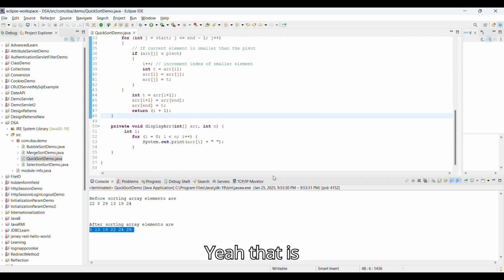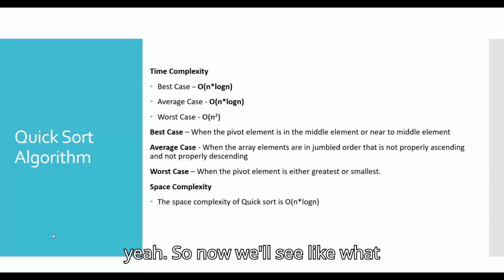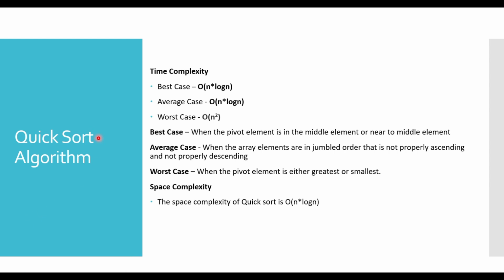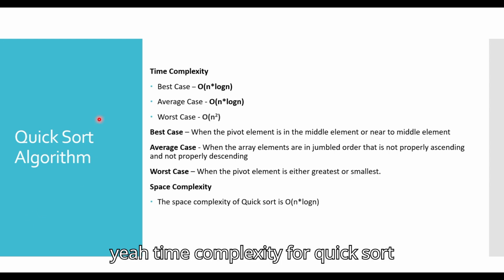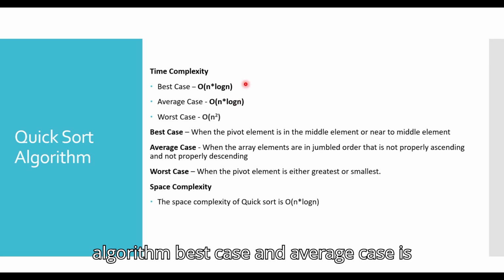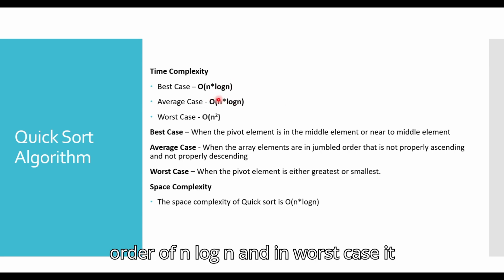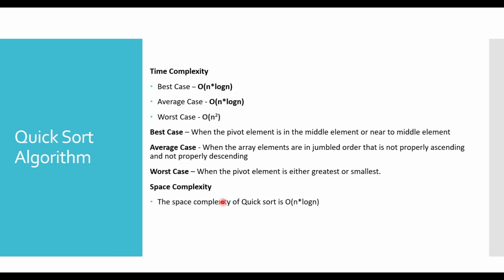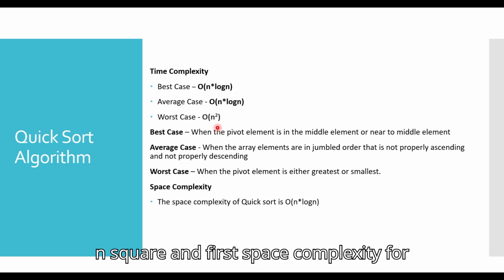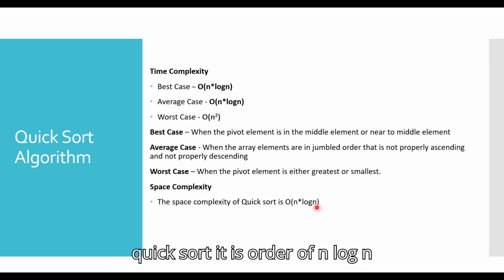Now we'll see the time complexity for the quicksort algorithm. Best case and average case is order of n log n, and in the worst case it is order of n square. And the space complexity for quicksort is order of n log n.